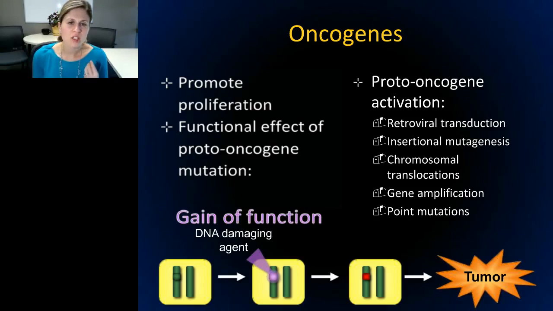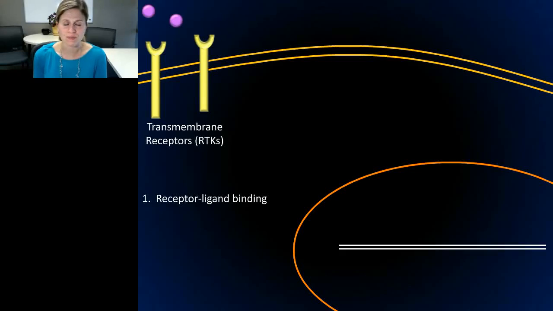Gain of function mutations in proto-oncogenes are typically dominant mutations, meaning that if just one allele is altered by some sort of DNA damaging agent, we can see tumor formation because of just one single allele. Certainly there has to be a number of different changes to the genome within a cell for it to actually become a cancer cell. But initially, it is just a single mutation to one of these proto-oncogenes that gets the process started.